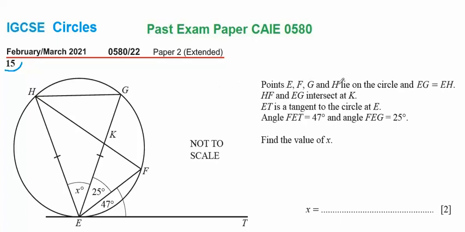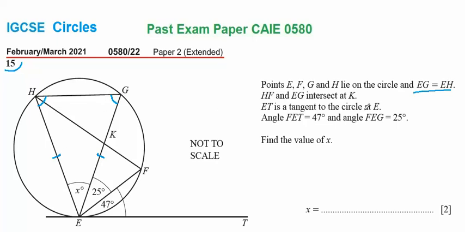Points E, F, G, H lie on the circle, and EG is equal to EH, which means this length is equal to this length. So these two lengths are equal. It means EHG is an isosceles triangle. That means this angle is equal to this angle, since angles opposite to the equal sides are always equal.